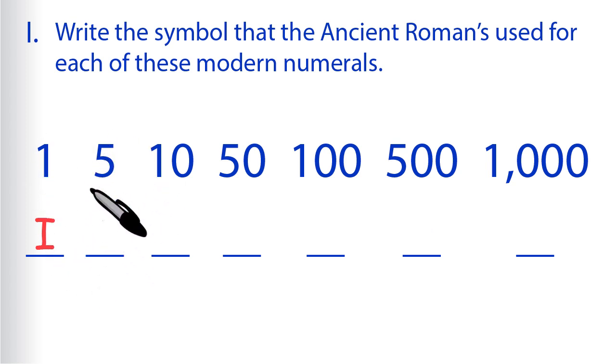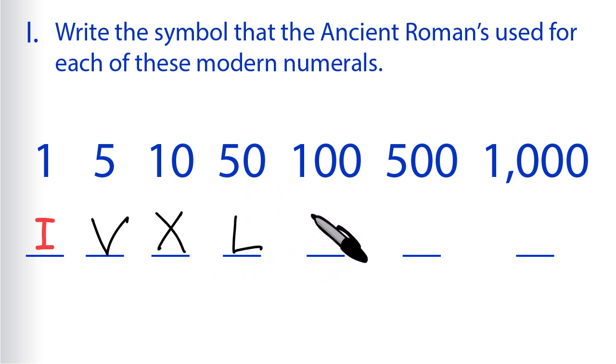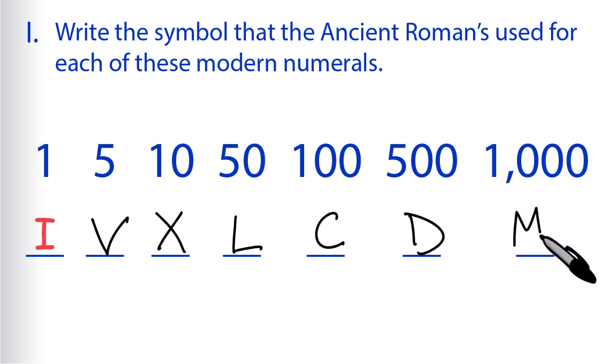So for the value 5, the ancient Romans used the symbol V. For 10, they used the symbol X. For 50, they used the symbol L. For 100, they used the symbol C. For 500, they used the symbol D. And for 1000, they used the symbol M. So the Roman numerals for 1 is I, for 5 is V, for 10 is X, for 50 is L, for 100 is C, for 500 it's D, for 1000 is M.